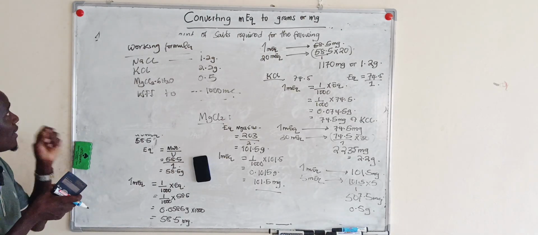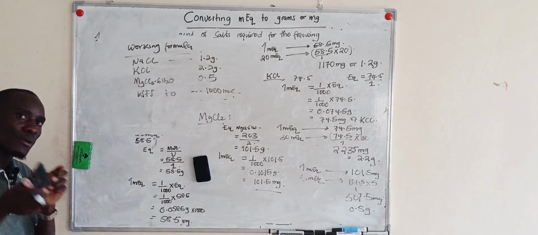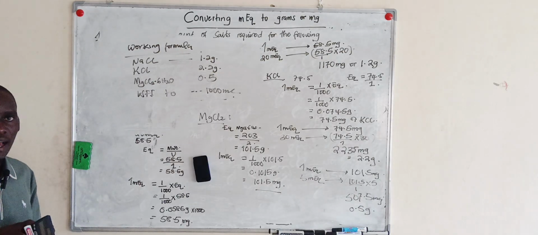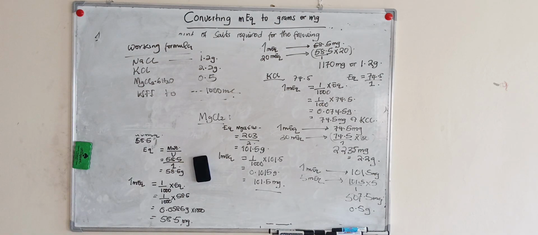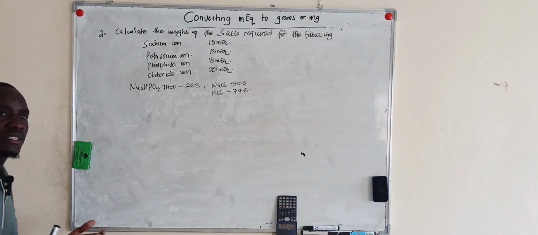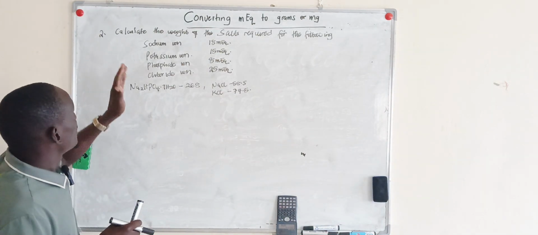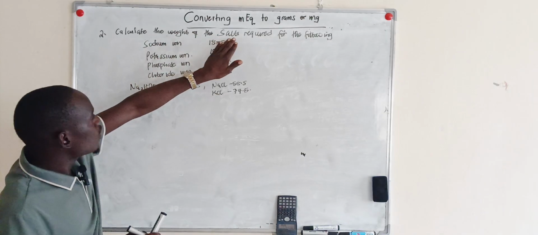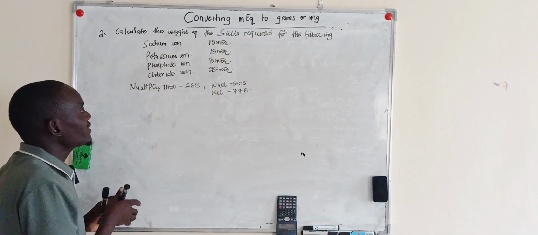Let's look at our second example. If you have not got me well here, please pay attention in our next example. You can feel free to pause this video and see if you can get the same answer with me. Calculate the weight of salts required for the following. They have given us the ions.